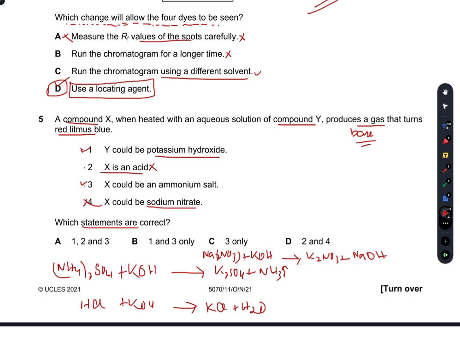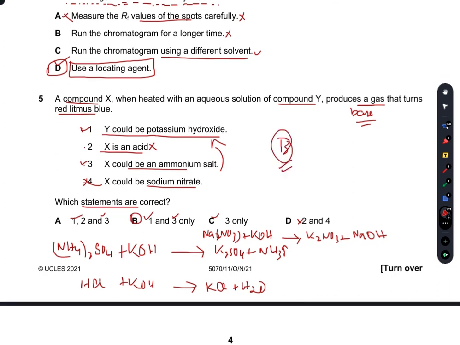3 is definitely true, so it cannot be D. And 1 is also true. If X is an ammonium salt, then Y should be potassium hydroxide. So I would go with B. So B is the right option I have selected.